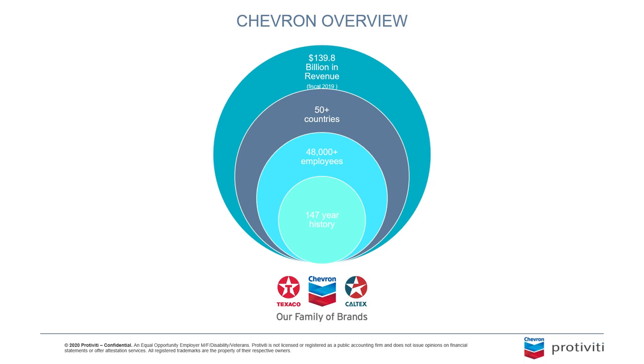So we have a large amount of revenue. We're at almost 140 billion in 2019. For our size of operations, we operate in over 50 countries with over 48,000 employees, and we have close to a 150-year history of being in business. And so, as you can see, with those number of locations and the amount of employees that we have in place, there is quite a bit of variance involved in the process, at least before we implemented AVM.